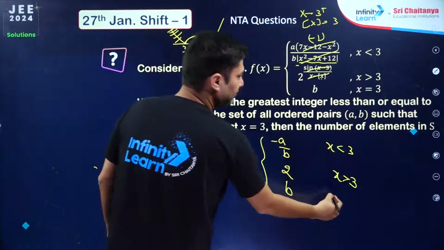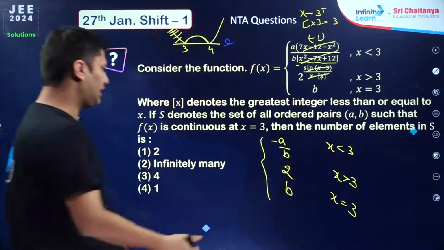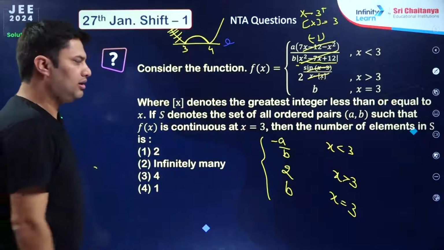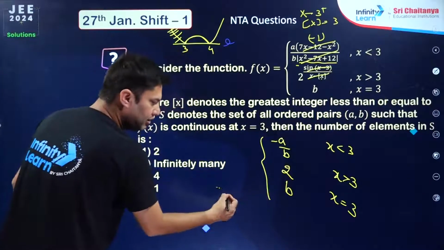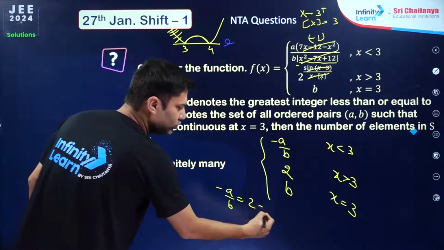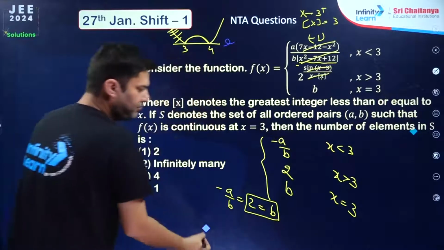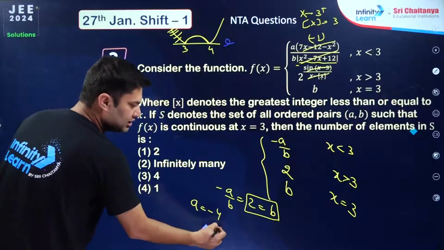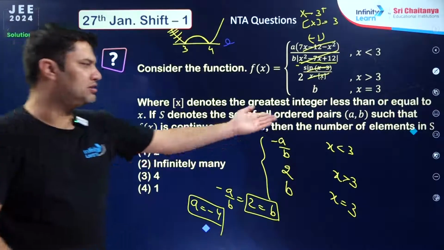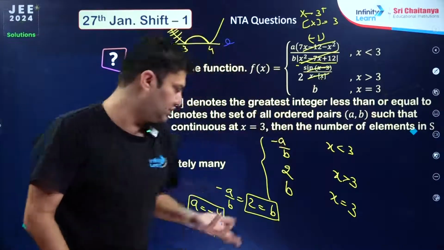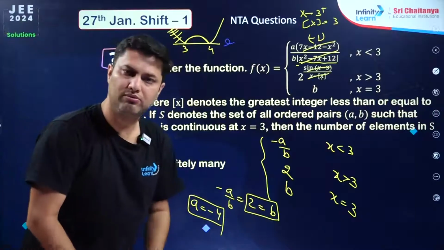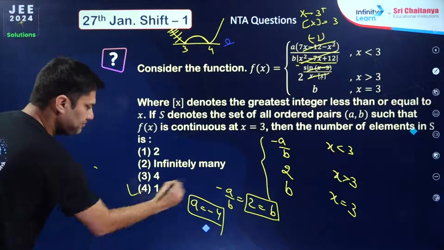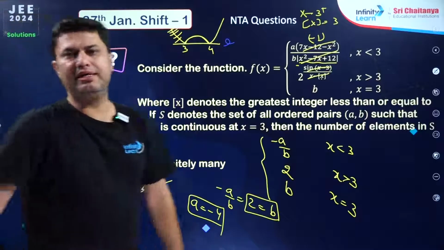And finally b. For the function to be continuous at 3, minus a by b should be equal to 2, equal to b. So b is equal to 2, and if b is 2, then a is equal to minus 4. So how many ordered pairs (a, b) will come? Only one, which is (minus 4, 2). Simple. 1 is the right answer. D option is the right option.